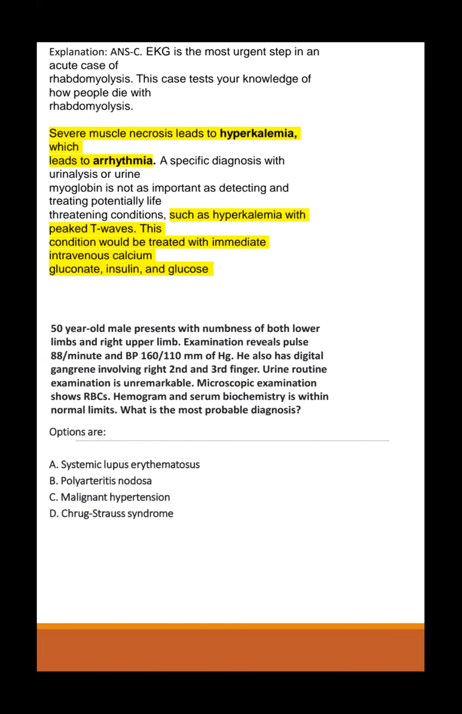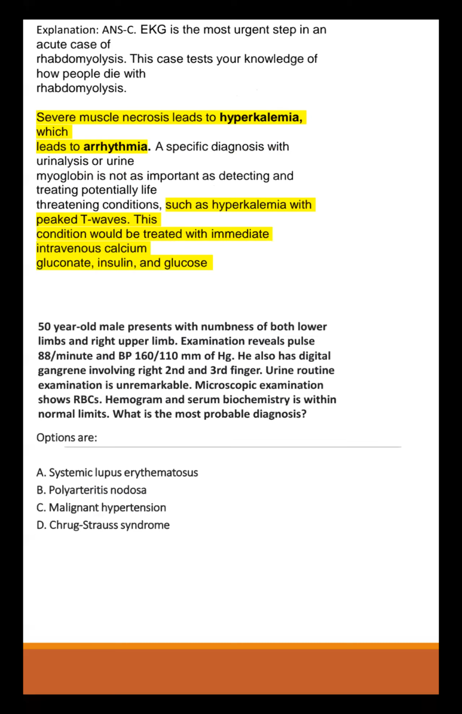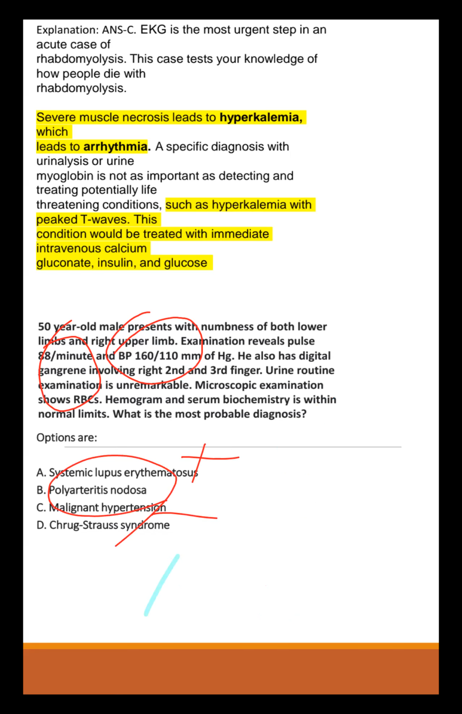First of all, second and third digits have gangrene, and gangrene is usually due to arteries involvement, or veins and arteries. High blood pressure is a vasculitis. Vasculitis, gangrene here, high blood pressure here. There is no asthma, nothing in the chest. Malignant hypertension, ma'am, nothing. So it's B, polyarteritis nodosa. It's an exam question.